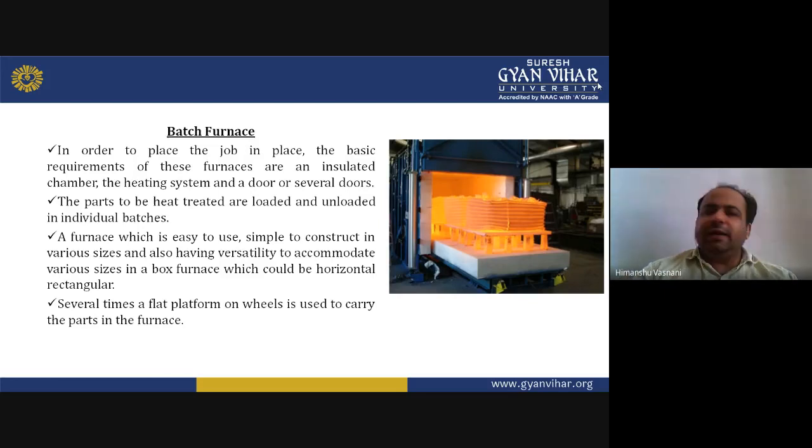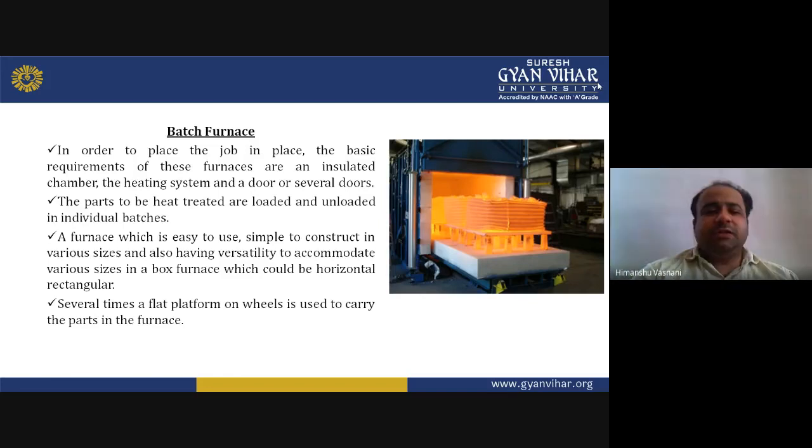The parts to be heat treated are loaded and unloaded in individual batches. The parts that we want to work upon are loaded, and you can see in the diagram how they are loaded and unloaded. The work is in different batches. You can see around two or three piles are easily visible in the diagram also. So in this way, in batches, they are loaded and unloaded from the furnace.